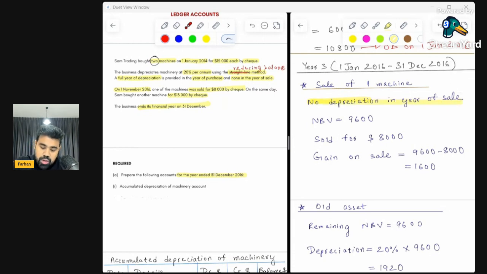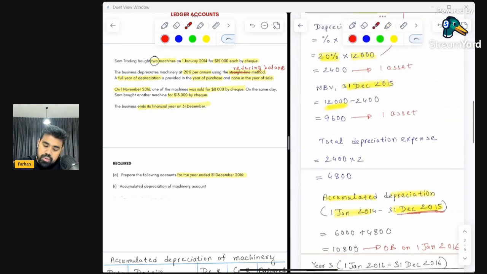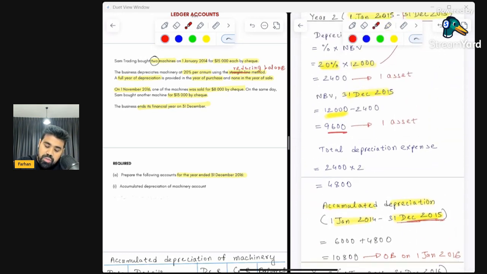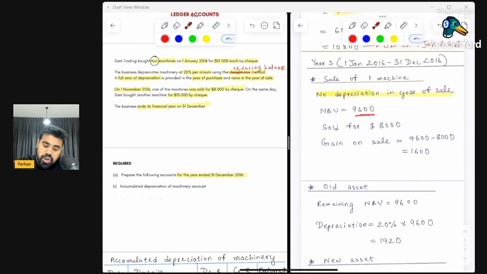Now, the net book value for one of these machines from year 2 that we had was 9,600. So if you recall, the net book value at 31st of December 2015 was 9,600 for one of these machines, right? Which is obviously the case here for the machine which we have sold. And the question mentions that on 1 November 2016, one of these machines was sold for $8,000. So you can see the net book value is 9,600 and we have sold the machine for $8,000.